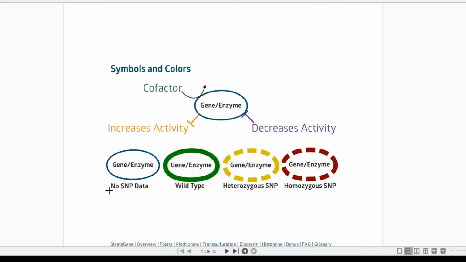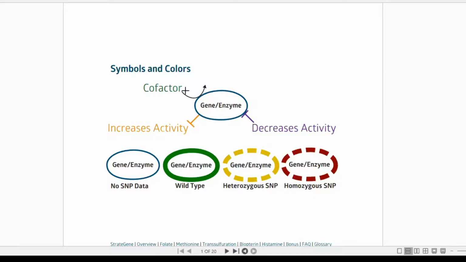And what that means is that it was not in your raw data. They can't tell you whether or not this was a wild type, heterozygous, or homozygous. The green is wild type, and wild type means no variations. The heterozygous, or this yellow dotted line, means you have one variant, and the red dotted line means you have two variants, or homozygous. So that's the key for looking at the gene part.